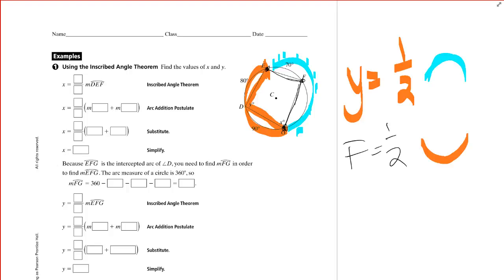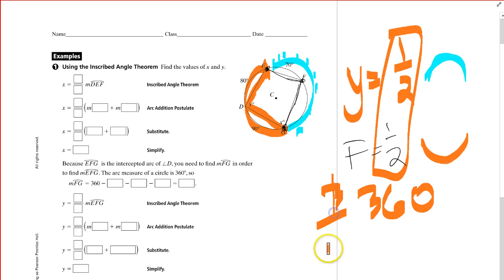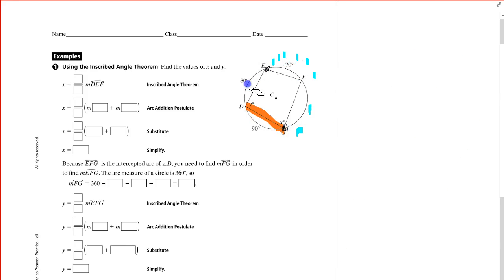So if an entire circle is 360, and I've got half of an arc measurement here, and half of another arc measurement here, and they're both inscribed angles, then I'm talking about half of 360. So I know that these two arcs together should add up to 180. Well, let's see if we can put that to work. Okay, first we need to talk about x down here, which will be half of the arc DEF.